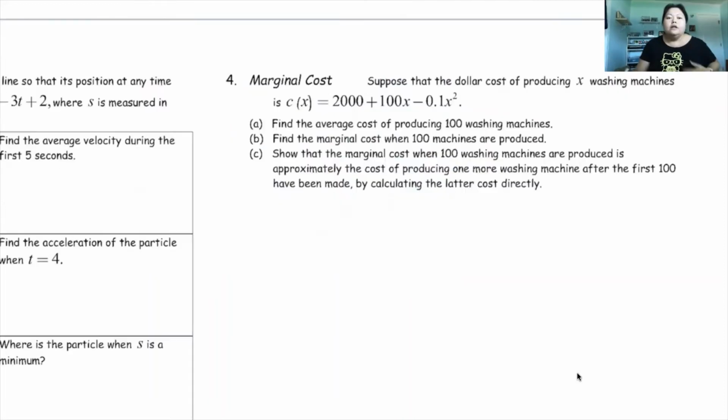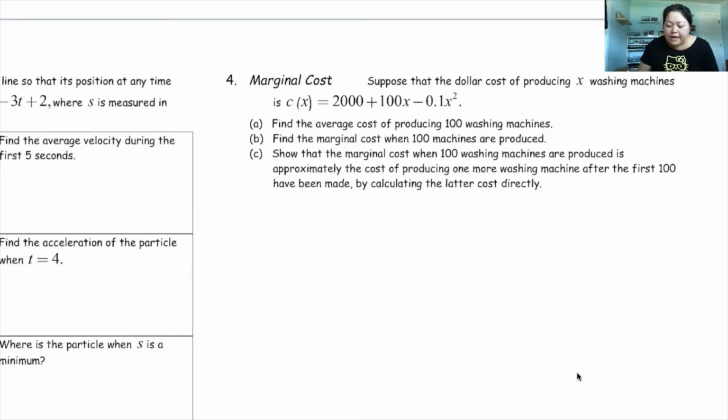Okay. Number 4 is looking for marginal cost. Now, I'm not going to be claiming that I'm an expert at connecting calculus to econ, so you might want to talk to your econ teacher and see if they can give you a better explanation of marginal cost. But I would try my best. This is the calculus version of it, and this is the calculus connection.